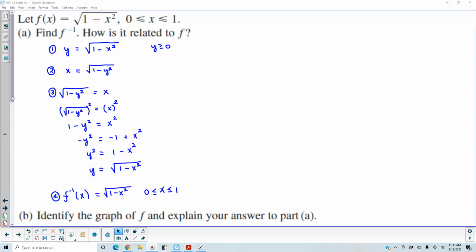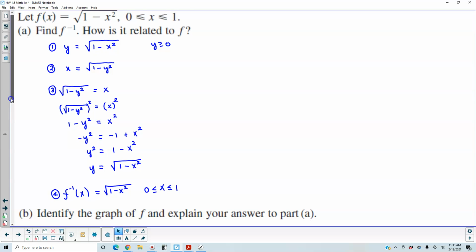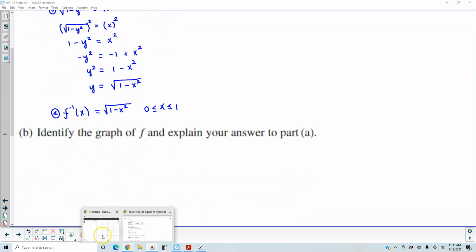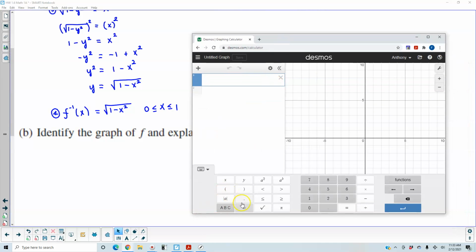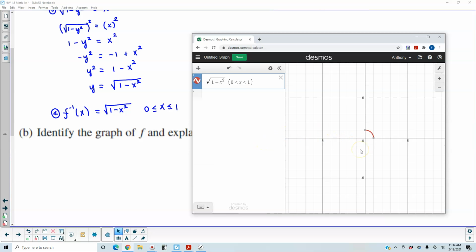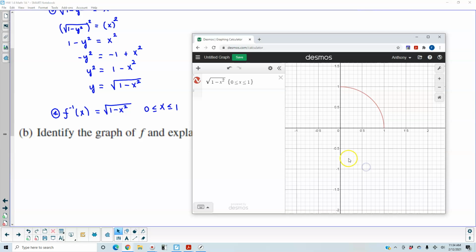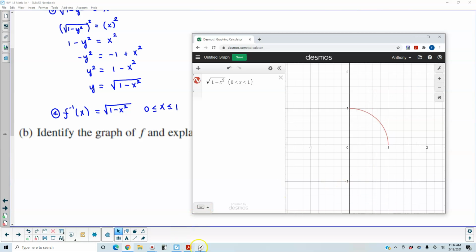Okay, in part B, we want to be able to identify the graph of f and explain your answer in part A. So graphing this in Desmos, let's go ahead and put our square root function in here. So we have the square root of 1 minus x squared. But there is a restriction, so we're going to put braces, 0 less than or equal to x, which is less than or equal to 1. So there is our graph.